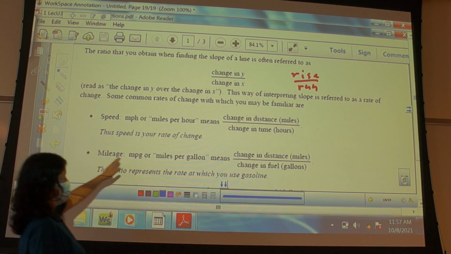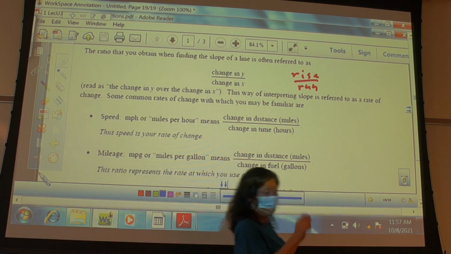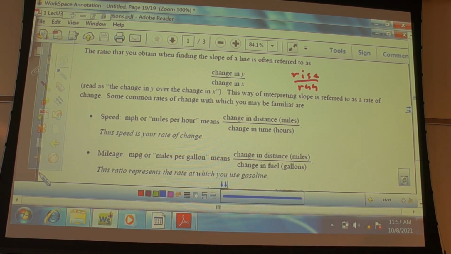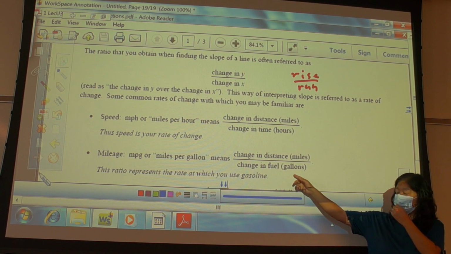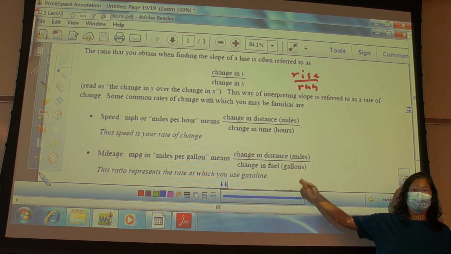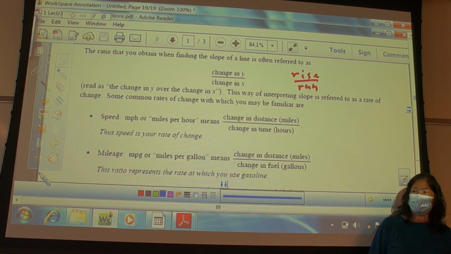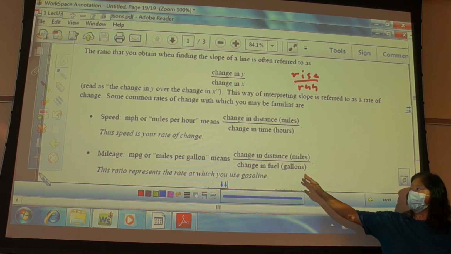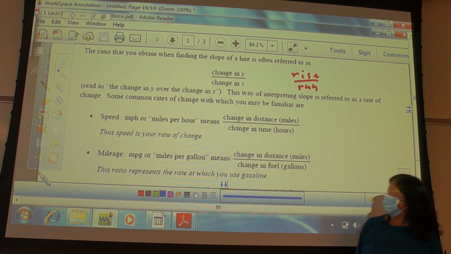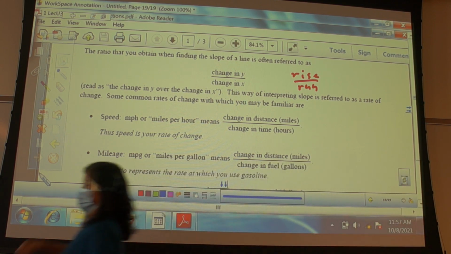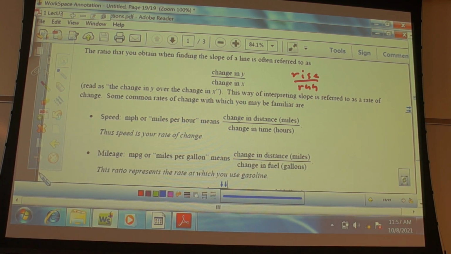Miles per gallon, I do this all the time. I look at the trip counter to see how many miles I drove since my last fill up, and then I divide by the total number of gallons I bought to see if my car really is getting 32 miles per gallon instead of 29 or something like that. So those are some basic ratios you're familiar with.